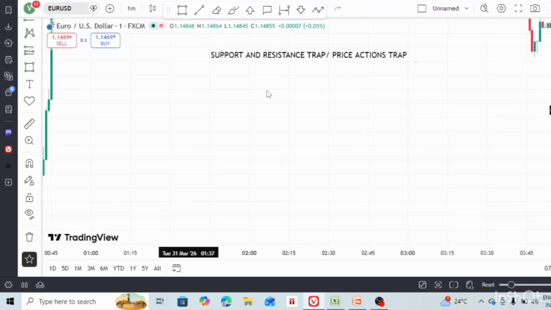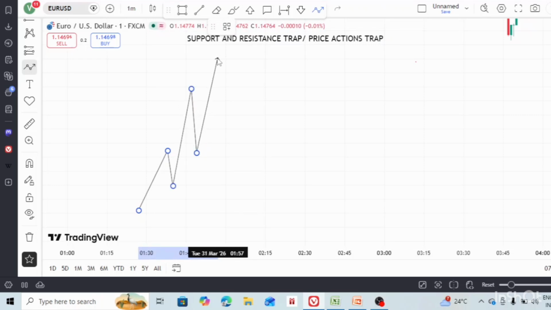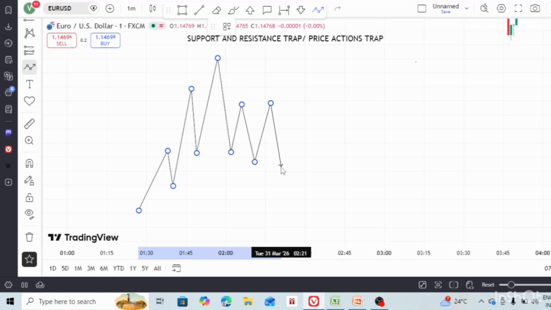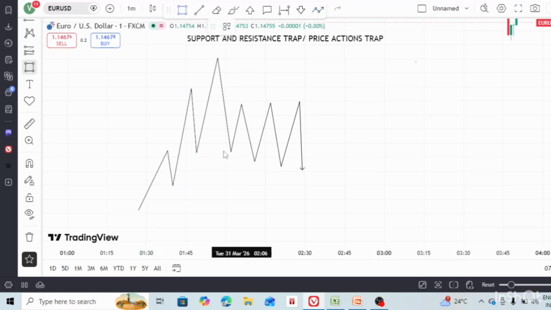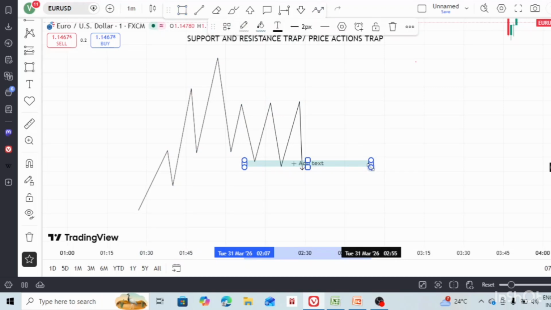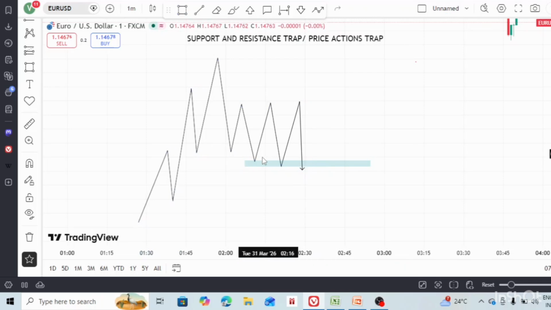Now we will discuss the support and resistance trap. This is not a strategy, just an analysis, so with time you can also identify the potential trap. Let me explain. The market was moving like this. Here, this will be the support, this is the support area, after multiple touches, which means that this will be the support.